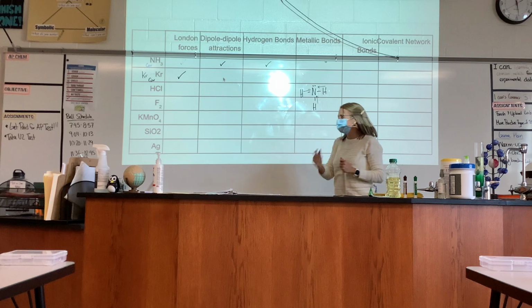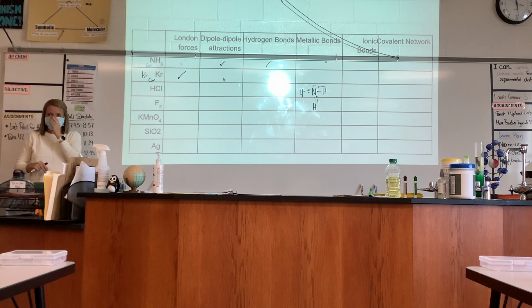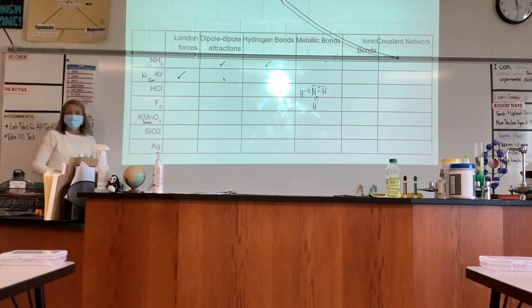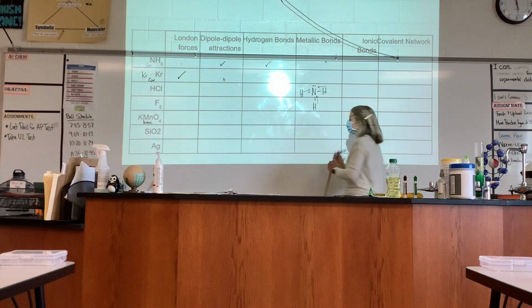Okay, let's skip down just to prove a point. So let's come down to KMnO4. What type of bond is KMnO4? Ionic, covalent, or metallic? Ionic. Yes, it's ionic. So, since it's ionic, it just has ionic bonds.